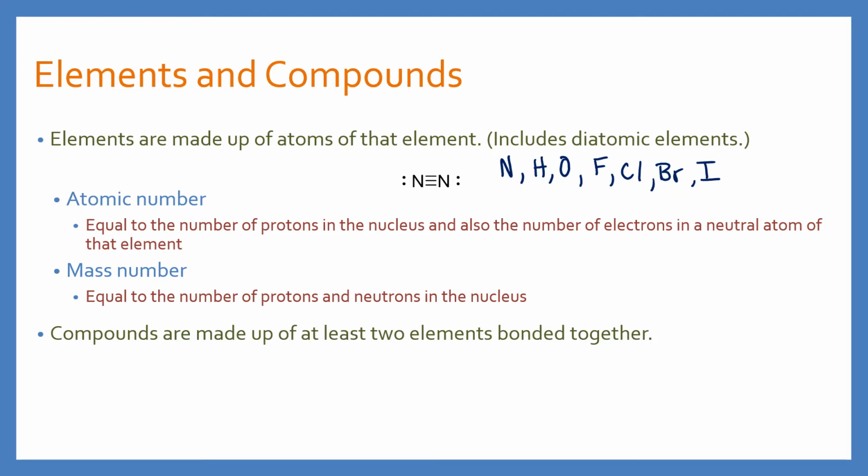Compounds are made up of at least 2 elements bonded together. So examples would be C6H12O6. This is your general formula for any single unit sugars, and H2O is water. These all count as compounds because they have at least 2 different elements bonded together. So our nitrogen molecule up here is considered a molecule because it has 2 atoms, but not a compound because it doesn't have 2 different elements.